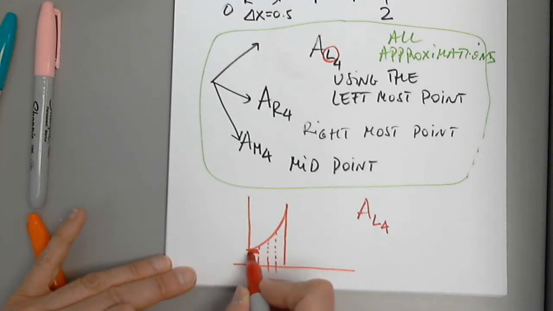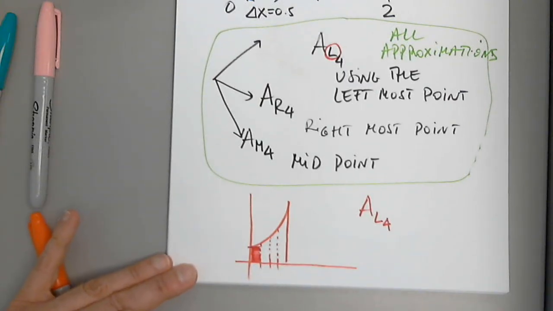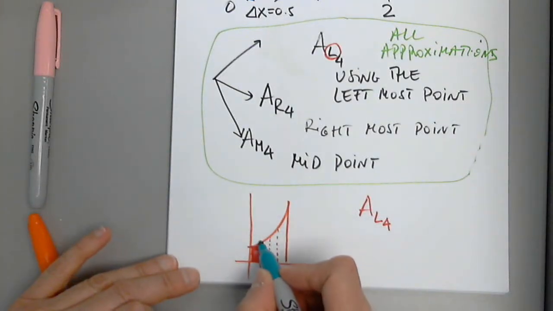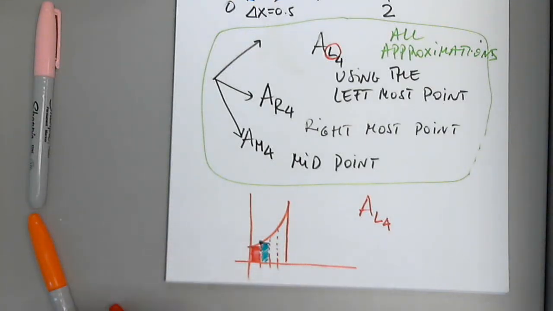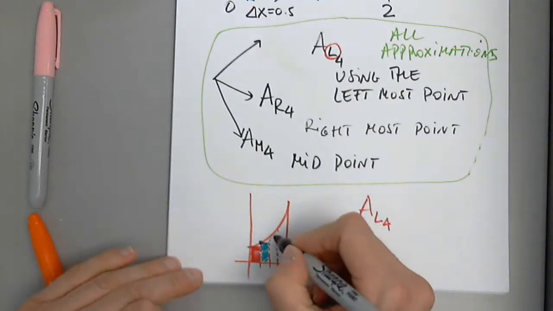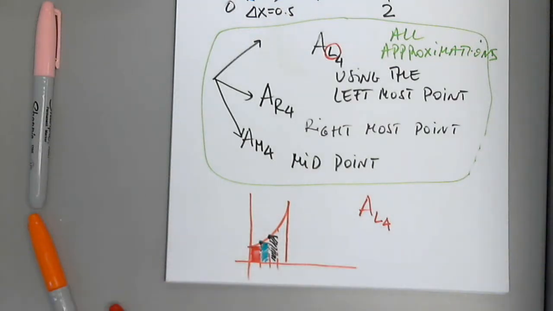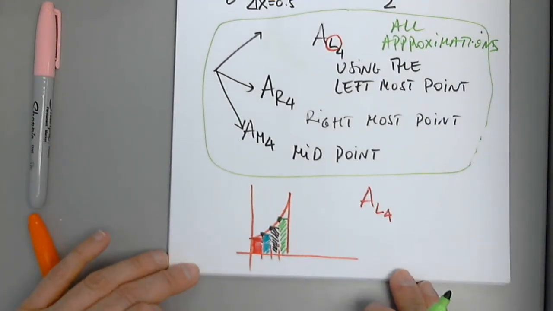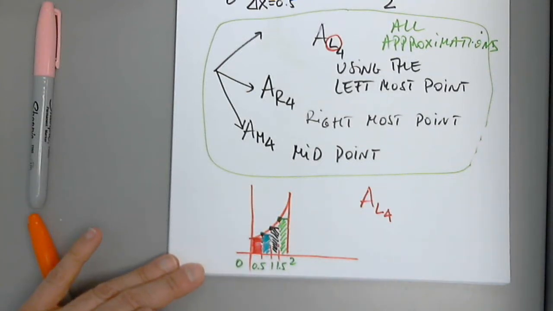So this will be the first area we're going to take into account. Here is the height on the second piece, and this will be the area of the rectangle we're going to use. Here is the third height, and this will be the area we are going to add. And here comes the last one. Here is the height, and this will be the area we're going to use. Remember, this is 0, this is 0.5, this is 1, this is 1.5, and this is 2.